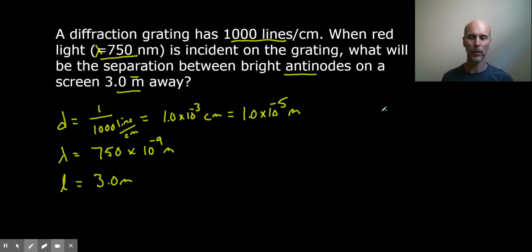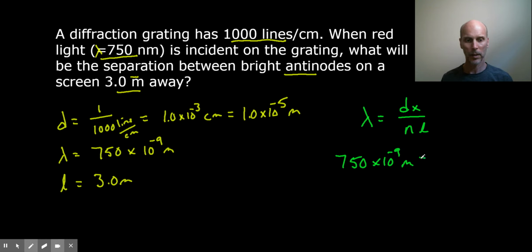So we give ourselves a little room here. The equation that we're going to use, we want to solve for x. So we'll start with wavelength is equal to dx over nL, where we're given the wavelength, it's 750 nanometers. 750 times 10 to the minus 9 meters is equal to d, 1.0 times 10 to the minus 5 meters. We're trying to solve for the x, the distance between the bright spots. In this case, the distance between the first and the 0 bright spot. So we can put n equal to 1 here.